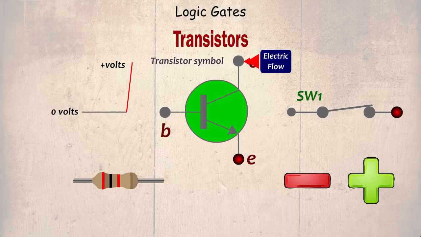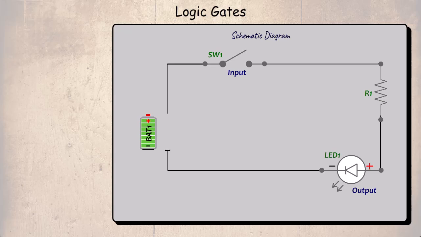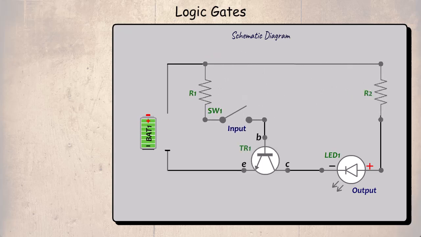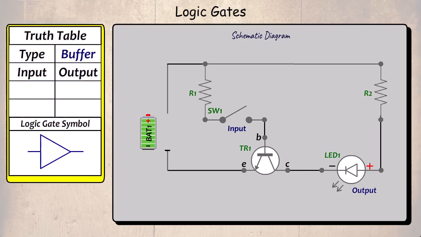To return to our original logic buffer gate as shown here, and alter the circuit to accommodate the transistor. Also, we should include our truth table to display and explain our results. Once again, here is our direction of the electric route.